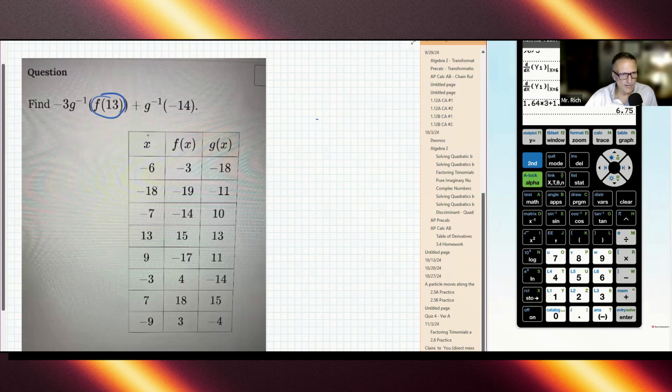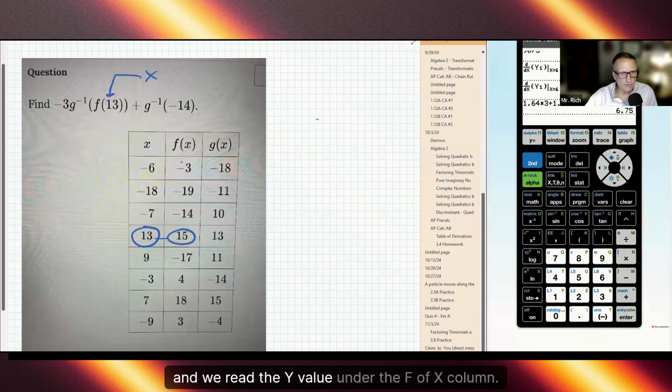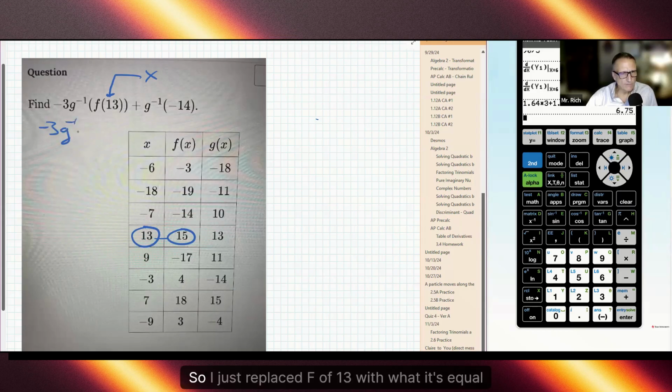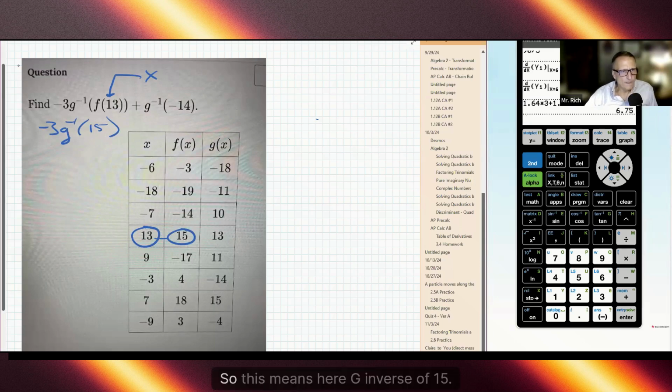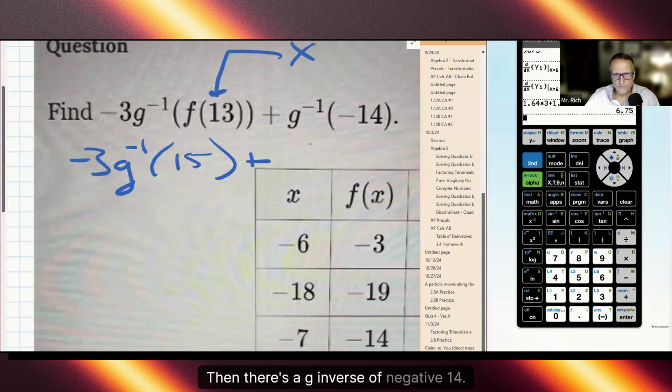F of 13 means find x equals 13, because that value is an x value for the f function. So we find where x is 13 and we read the y value under the f of x column. That's 15. So this is -3 g inverse of 15. I just replaced f of 13 with what it's equal to, which is 15. Let's write that a little neater. G inverse of 15 plus g inverse of -14.